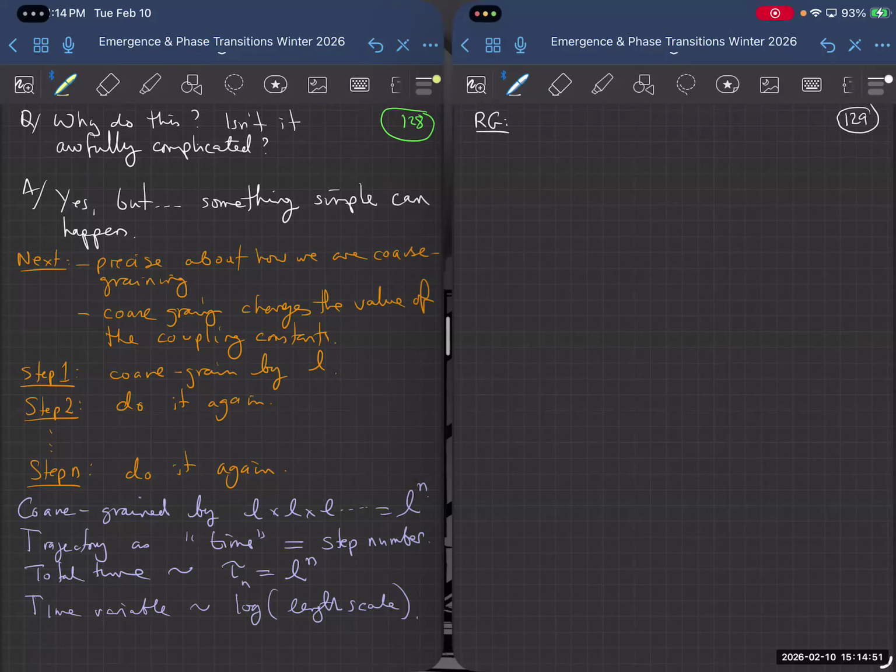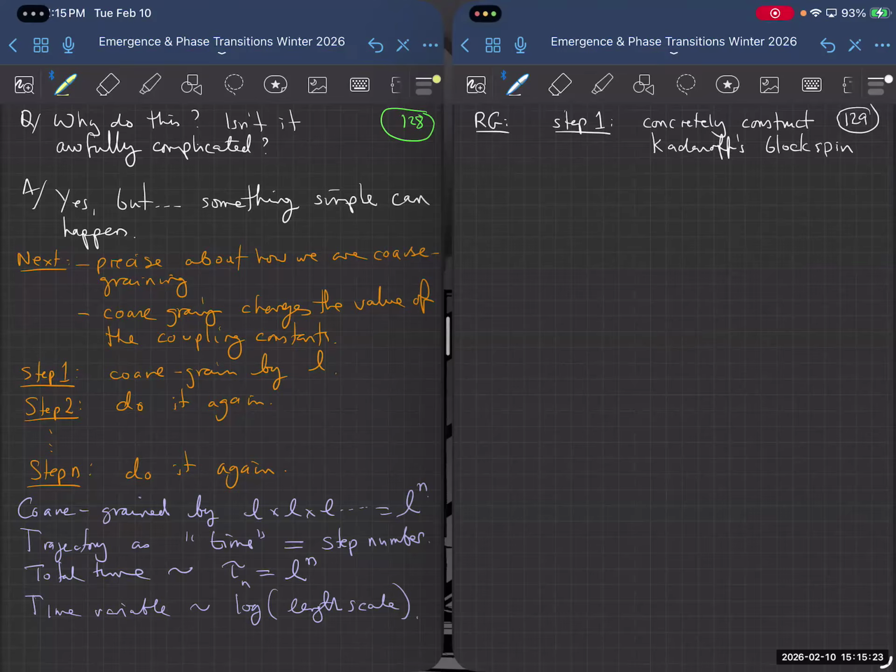RG consists of the following steps. Step one is to concretely construct Kadanoff's block spins. And I'm going to show you a way to do that in real space soon. Okay, so that's the first step.